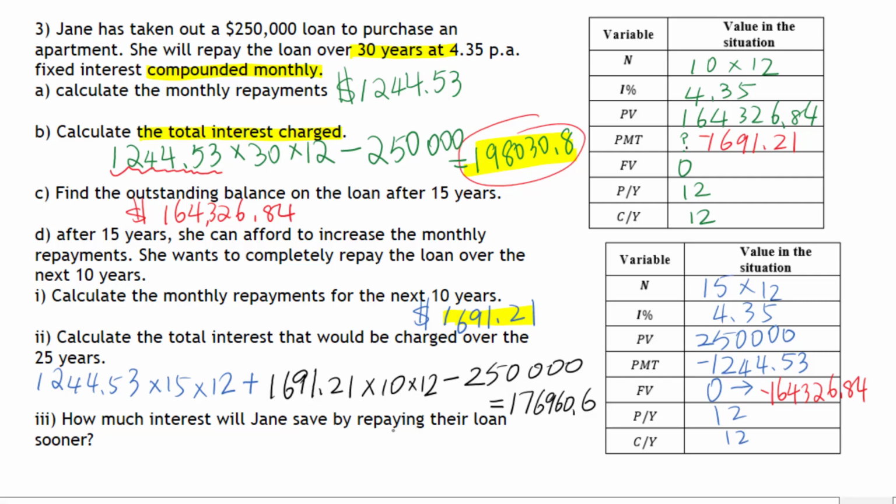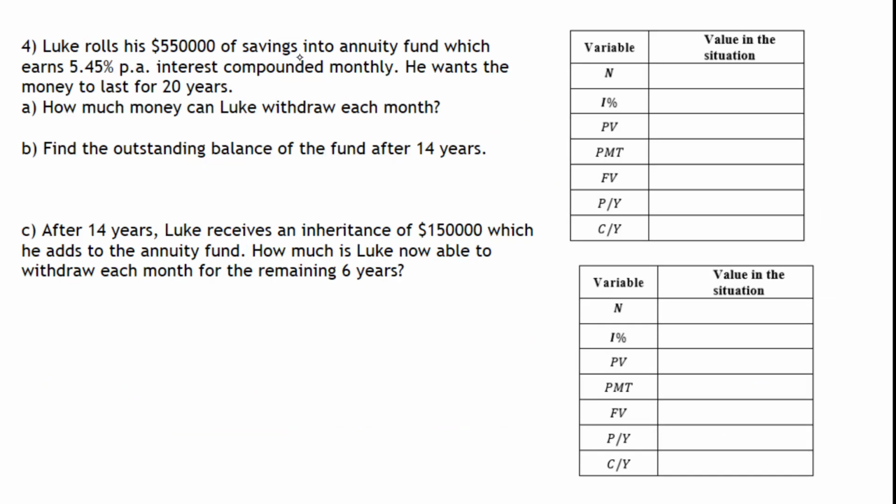For number 3, how much interest will Jean save by repaying the loan sooner? If she paid the loan for 30 years, this is the interest she needs to pay. So use this number. We subtract the interest she paid for the 25 years. Then we will get the interest she saved by paying the loan sooner. Answer is $21,070.20.